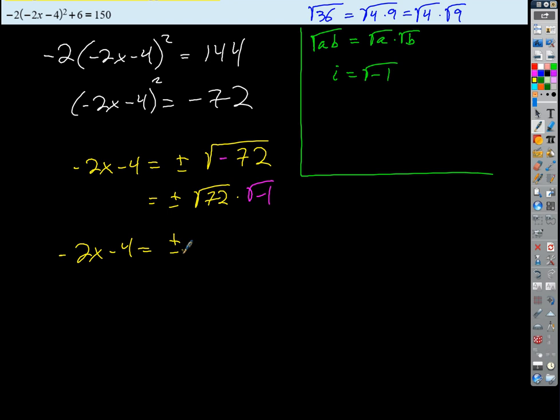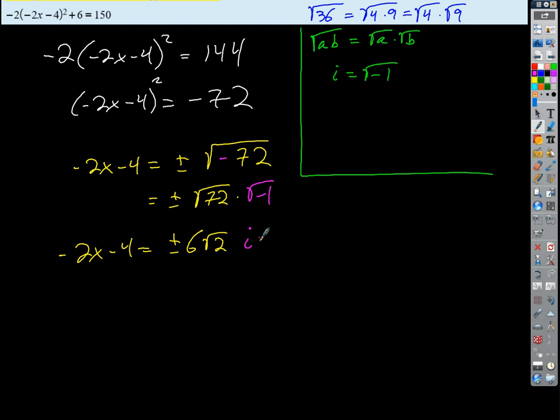Two. 6 radical 2, yes, we're gonna get... oh my gosh, I did that right. 6 radical 2 times I. Okay, so we get two answers, and each of them involves the imaginary unit I. Okay, well, let's keep going.